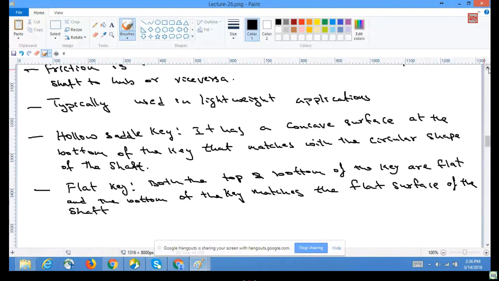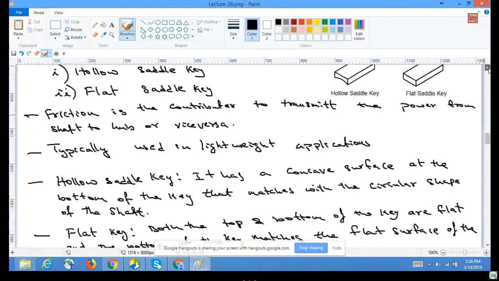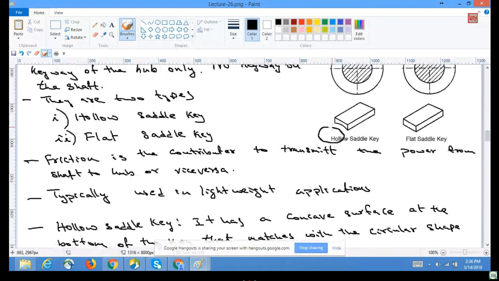So in this case, this is the hollow and this is the shaft that is matching. These two surfaces are matching, whereas in this case, you can see this is the flat surface. And this matches with this flat surface of the shaft.